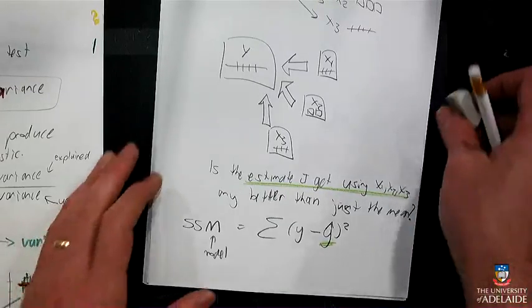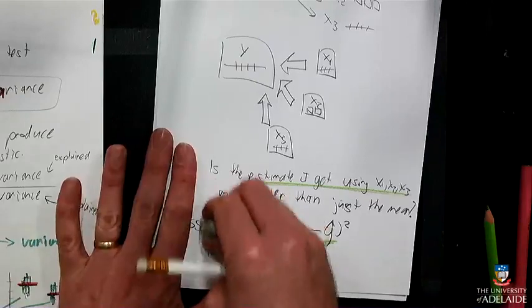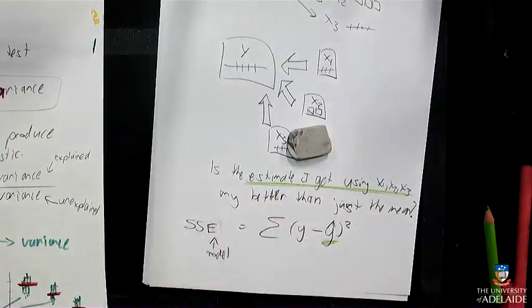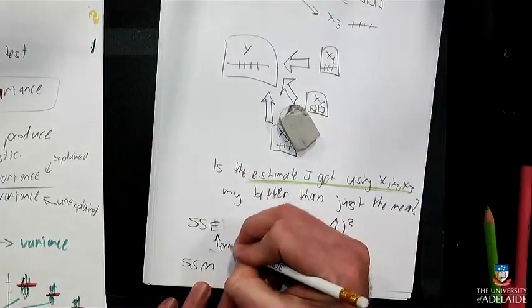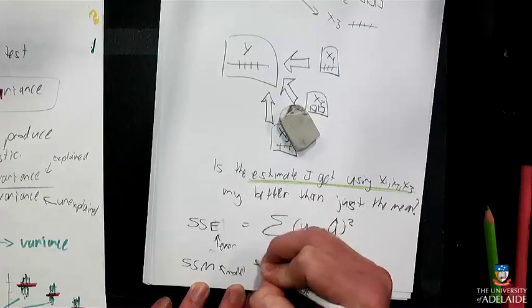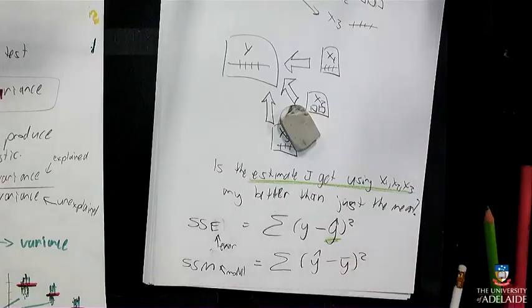No, sorry, that's not the SSM, sorry. No, that's right. This is SSE. So this is the leftover variation that we have yet to explain. It's how far each individual is from the predicted value. That's the error. And then the SS for the model, so that's error, model, and this is y hat minus y bar. So this is how far your model, your prediction, is from the best prediction you had before. And the best prediction you had before was just the mean. And when you do your F, you do SSM divided by SSE, and that's your F statistic.